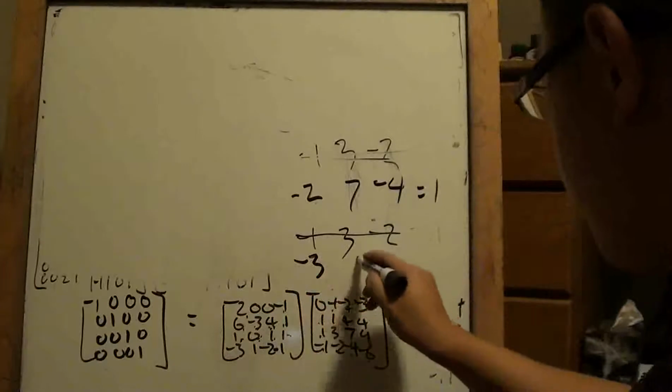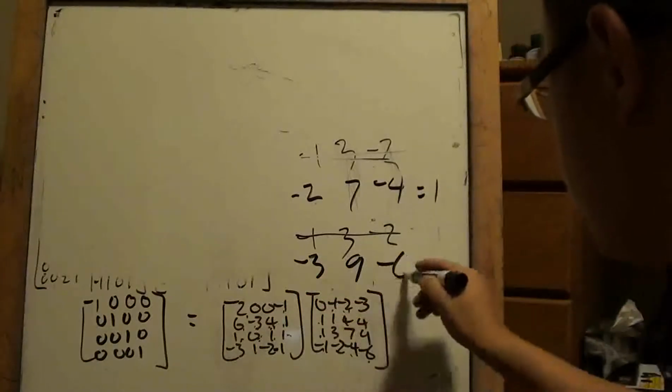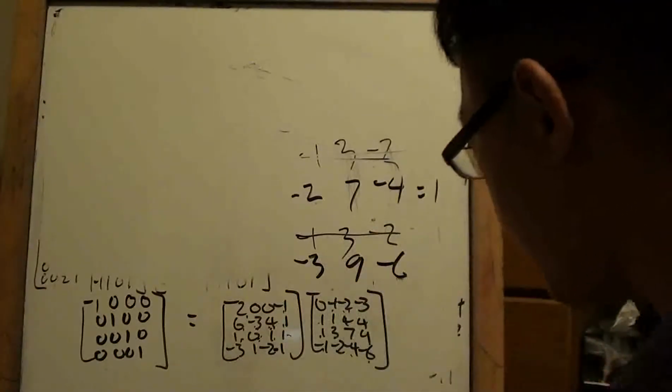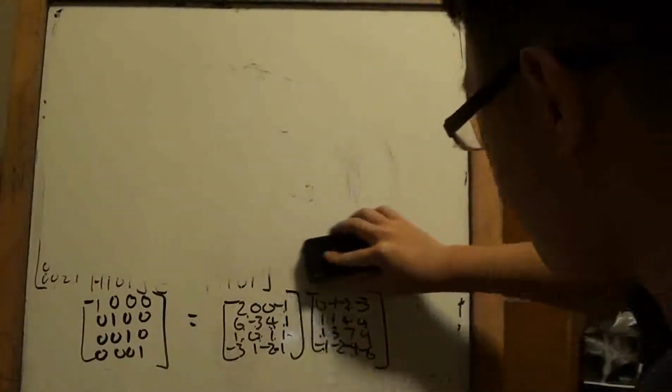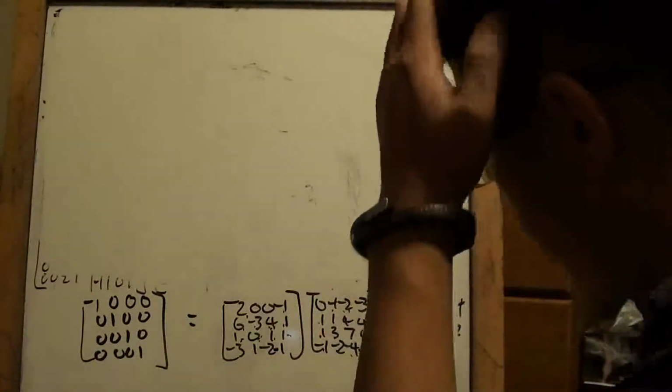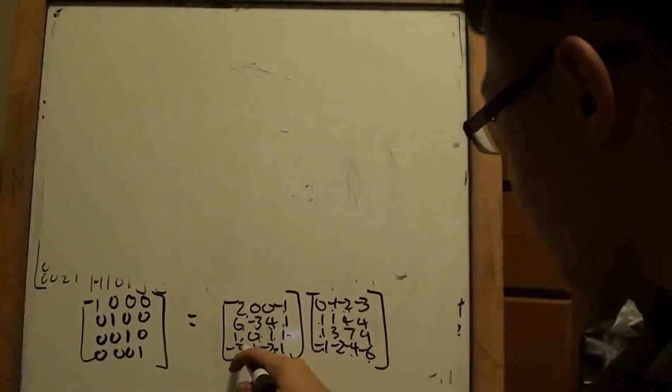0, don't care, 1, 9, and 1, negative 6. Yes, 0. Okay, good. So this looks good. This is normally where I would stop, but you know what, since we're still recording anyway, let's just check all the way through.